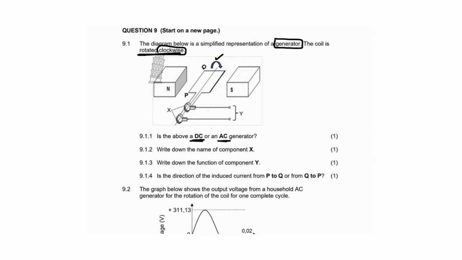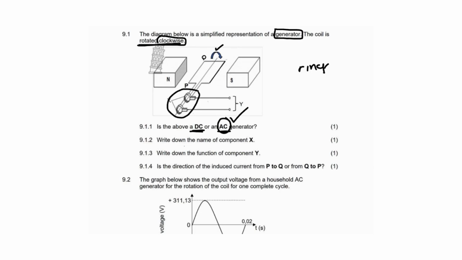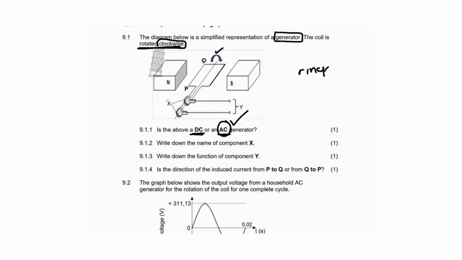Remember, we had said the observable thing that you can use to tell if we're looking at a DC or an AC generator are the rings. If you check the rings, we have 2 slip rings. Remember, for an AC generator, we said you have 2 slip rings. So this is going to be an AC generator. Then write down the name of component X. We've already mentioned that these are slip rings.